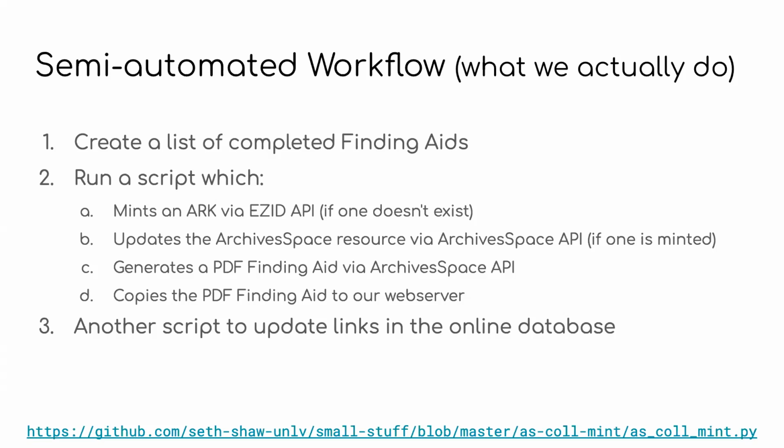So I just get a list of the resource identifiers from this spreadsheet that we have. And the script for each of them will mint an ARK via EZID if we haven't already put one in ArchivesSpace for one reason or another. It then also updates the ArchivesSpace resource with that ARK, again, if we had to mint one. Then it'll generate the PDF via the ArchivesSpace API, and then copy that finding aid to our web server. And then I have a supplemental script for updating this older online search database that we have to allow us to search these descriptions. And I've linked that script down below if you're interested in what I did.